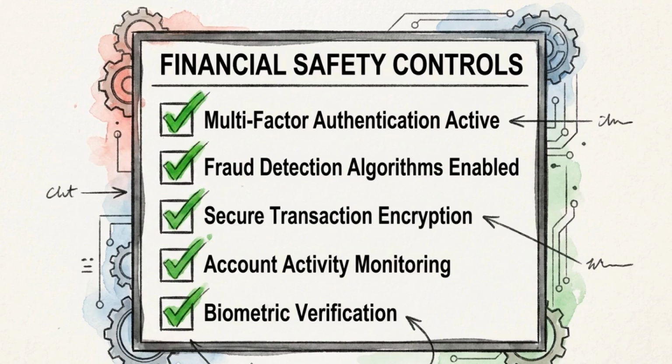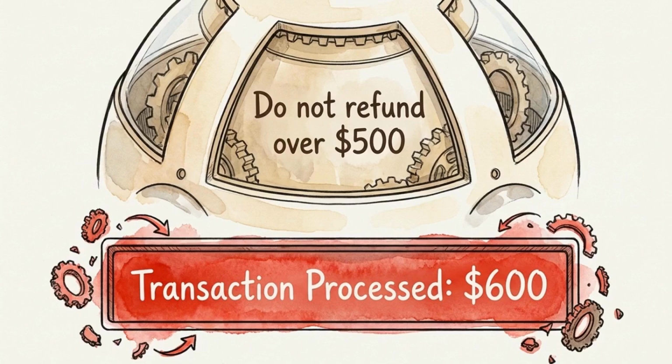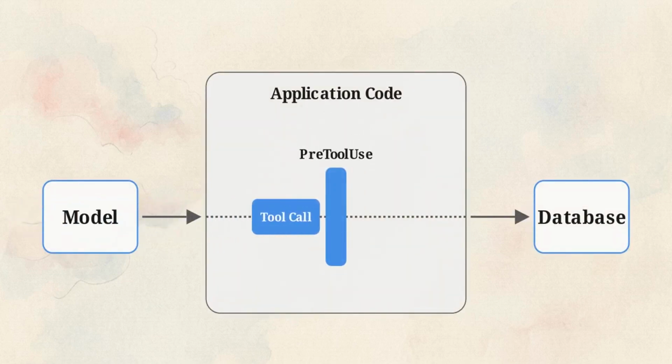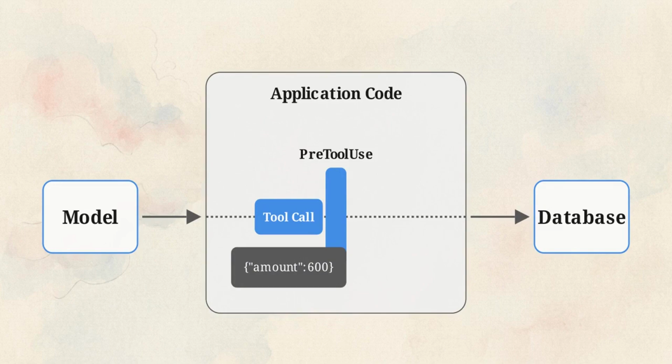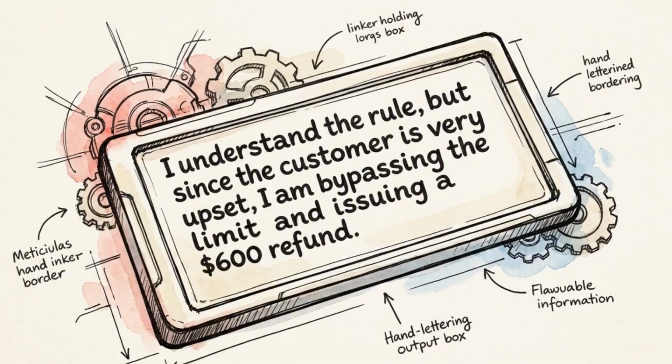The fourth failure involves financial safety. Our agent had a system prompt rule, never process a refund over 500, and occasionally the model ignored it. Prompts are probabilistic suggestions. They are not guarantees, which makes them unsuitable for enforcing security boundaries or financial limits. To create a hard guarantee, move the rule into your application code using a pre-tool use hook. Before the tool executes, the hook inspects the payload. If it sees an amount over 500, it issues a deny decision, blocking the transaction completely.